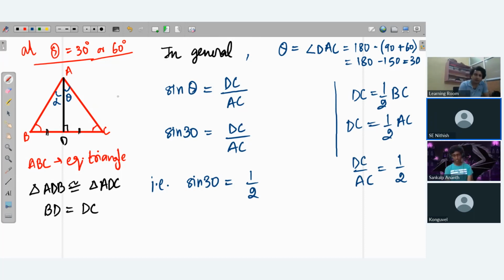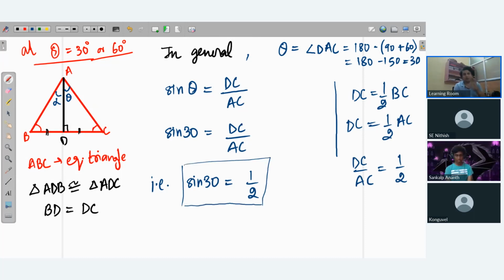Yes, sir. It means that in any right angle triangle, if an angle is 30 degrees, then sine of that 30 degrees is always 1 by 2. Meaning, geometrically, the ratio of the perpendicular and the hypotenuse is always 1 by 2. Sir, if angle C was 30, would it have been... But it's not. It's 60.